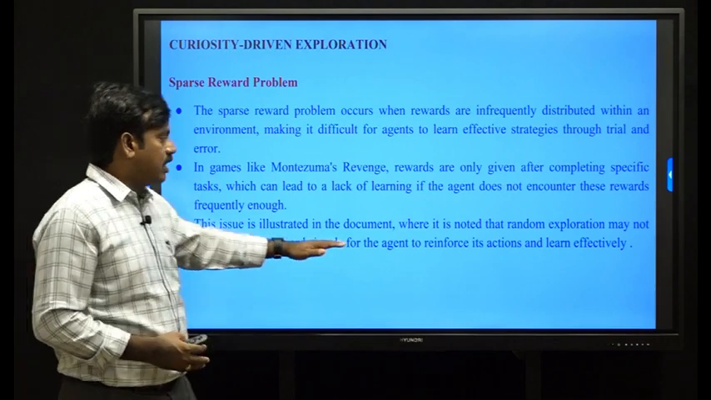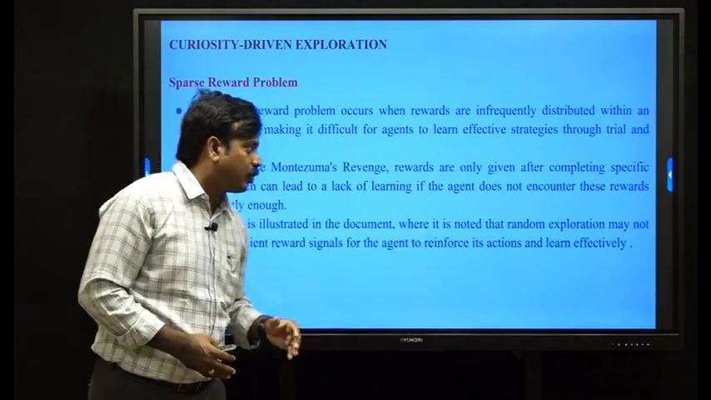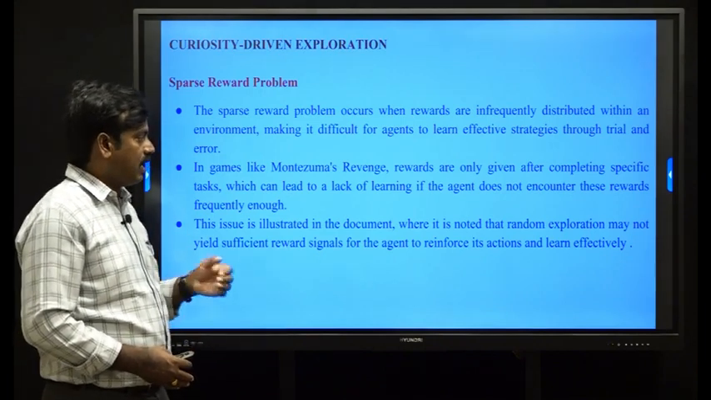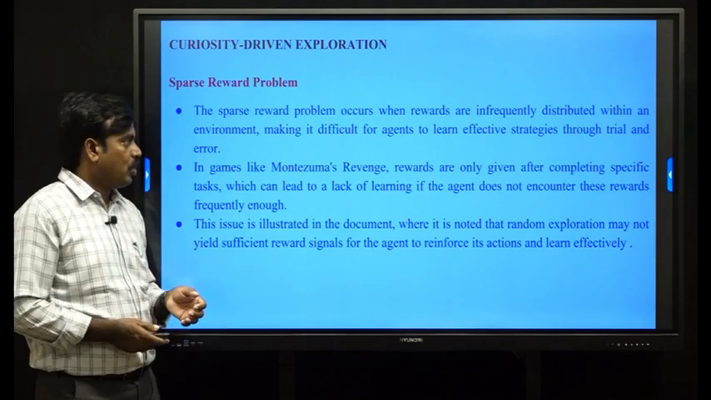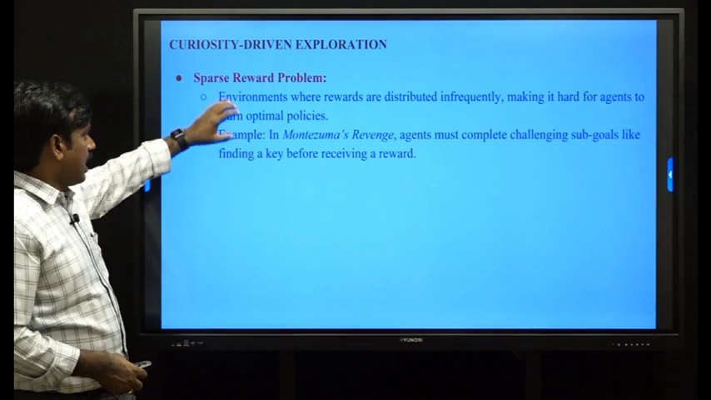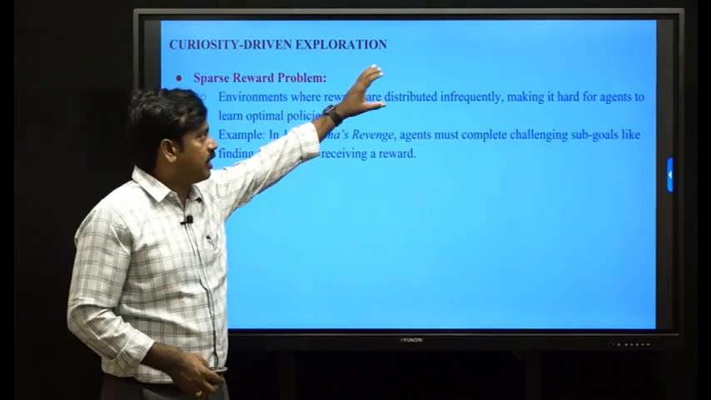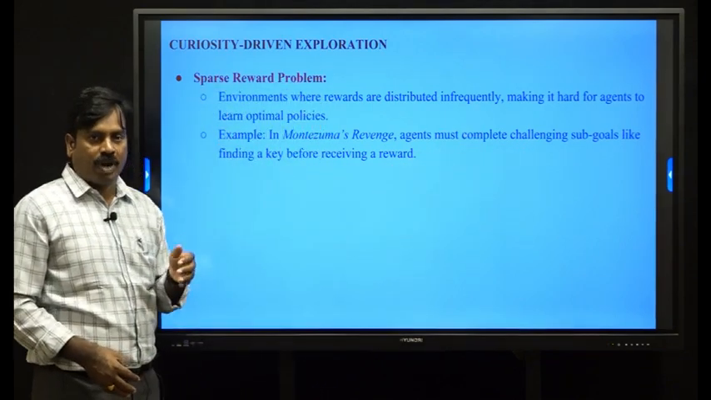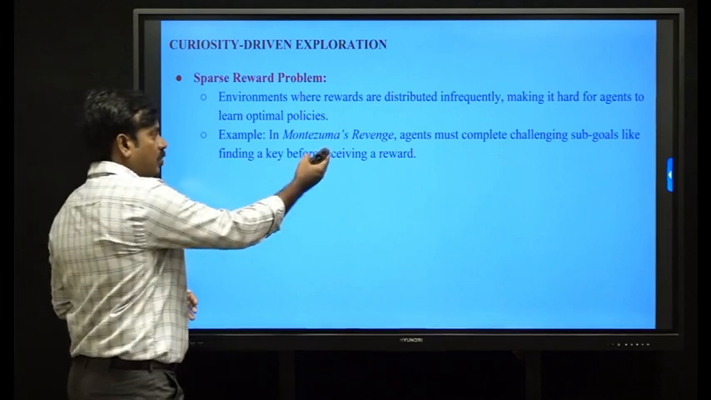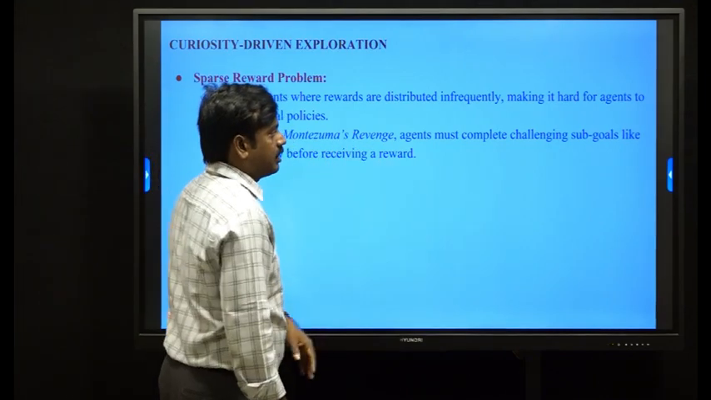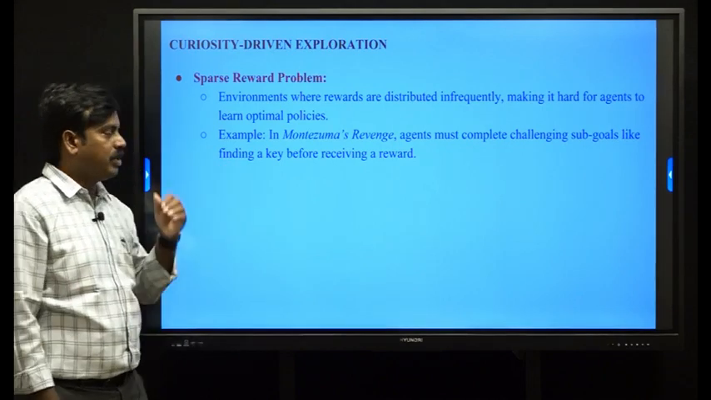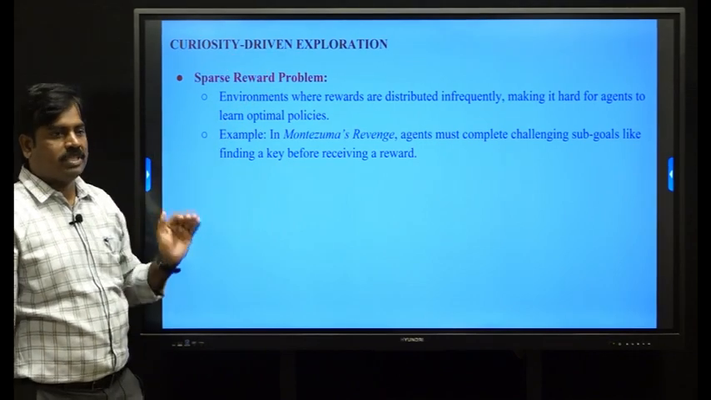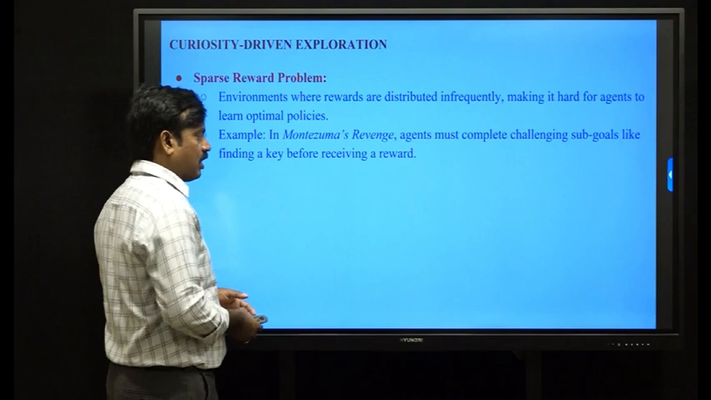This issue is illustrated in the document, where it is noticed that random exploration may not yield sufficient reward signals for the agent to reinforce its actions and learn effectively. So the sparse rewards problem is in environments where rewards are distributed infrequently, making it hard for agents to learn optimal policies. For example, in Montezuma's Revenge, agents must complete challenging sub-goals like finding a key before receiving a reward.